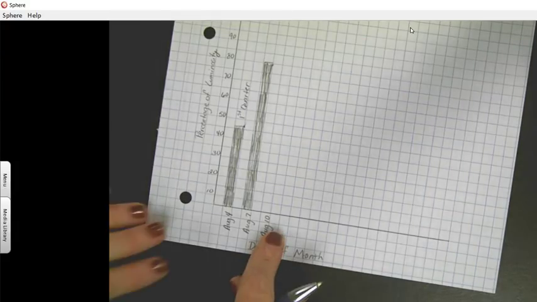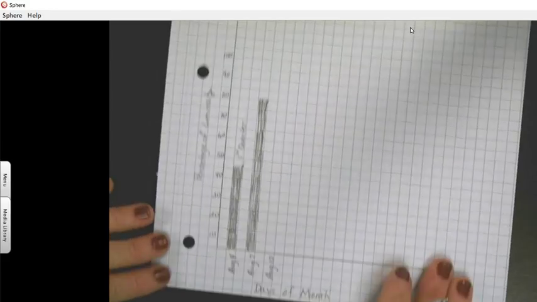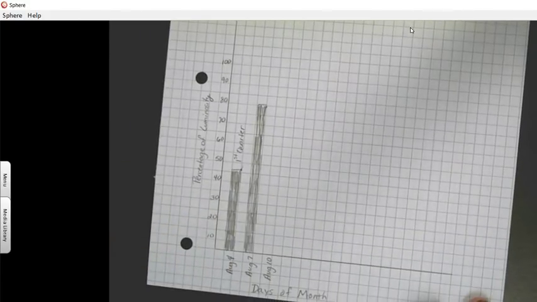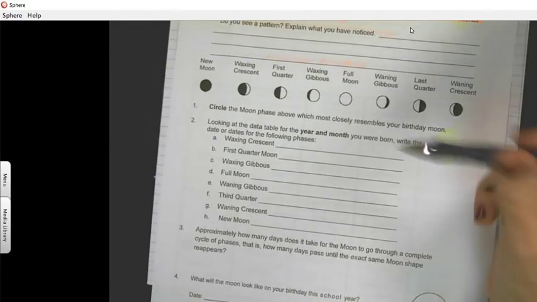Then, once I've got all of this done, I also need a title. It could be Birthday Moon Project, or you could put the day that I was born. Whatever you want to make as your title. All right? Then, once you finish your graph, you're going to answer these questions.